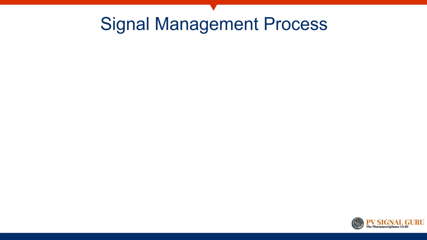Now that we've explored what a signal is, its various sources, and how these sources align with both ICSRs and PBRERs, it's time to dive into the signal management process. This process is a critical component of pharmacovigilance, ensuring that potential safety concerns are identified, evaluated, and acted upon effectively.